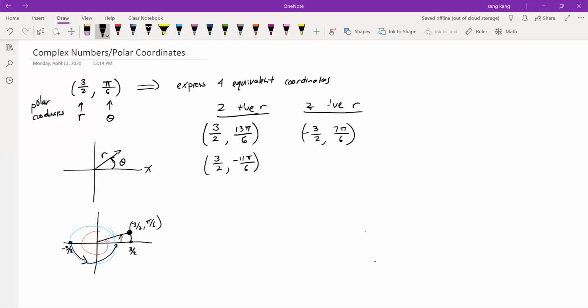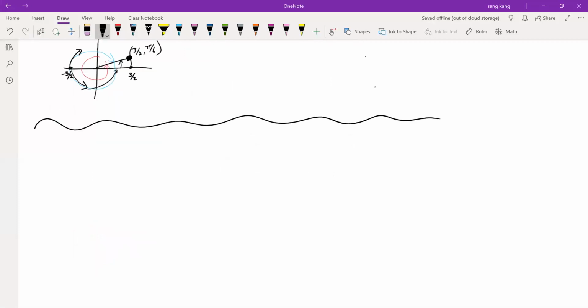So similarly, if we were to start with negative 3/2 and then rotate it clockwise, I think I misspoke last time. Did I say anticlockwise? So the first one was anticlockwise. And this time we're going to rotate it clockwise. So this would be negative angles. So we would have to rotate it negative 5 pi over 6 to get to the point that we wanted. So these are all equivalent to our original polar coordinate. Okay. Any questions on that?